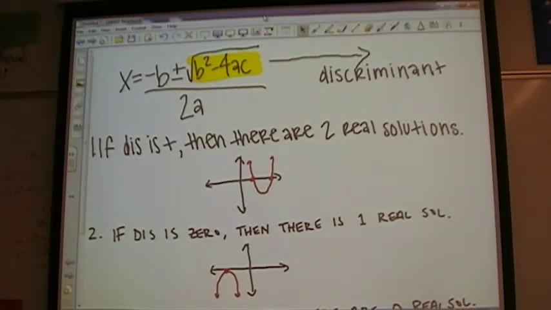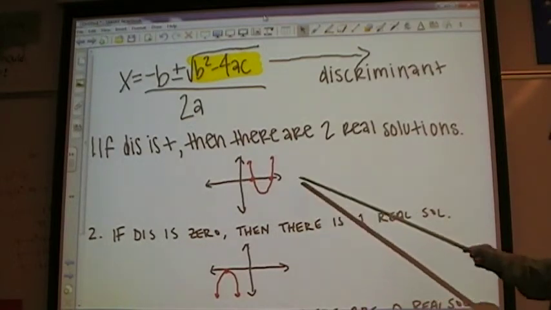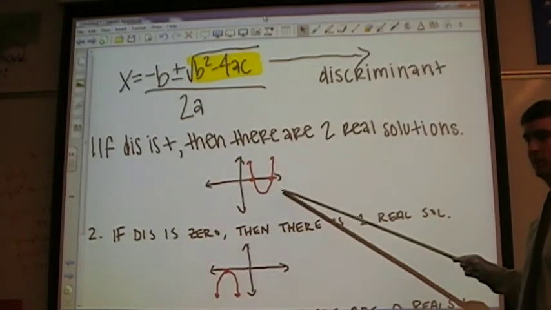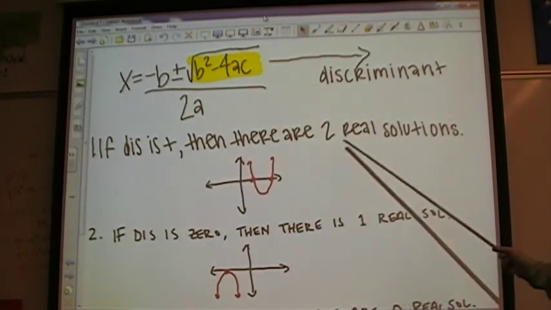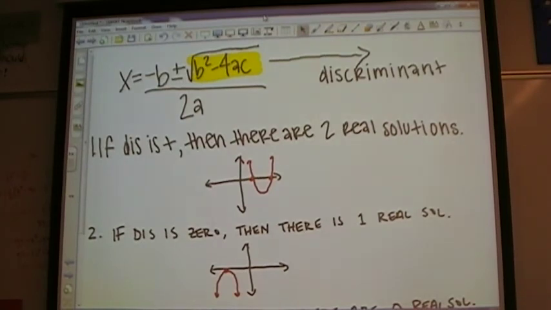If the discriminant comes out to be positive, then we know that there are 2 real solutions. Agree? Sure. Because if you have, say, 4 under the radical, if you take the square root of 4, that's 2. So plus and minus 2 is where you get your 2 solutions. So if we were to graph it, here's a possible solution for the graph. You have to be crossing the x-axis twice if you have 2 real solutions.